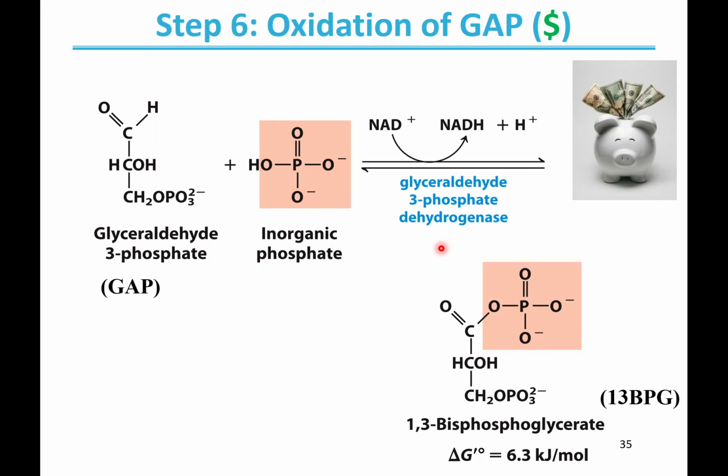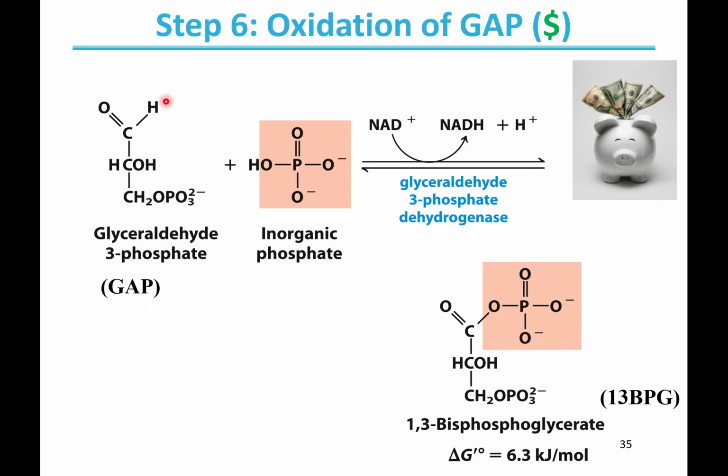Okay, so that was the preparatory phase. Moving on to the payoff phase. Step 6 is the first step of the payoff phase, and it's the first step that actually yields energy. I denote that here with the little dollar sign. Okay, step 6, what's going on? You have glyceraldehyde 3-phosphate. I should mention now the stoichiometry becomes doubled, because 2 glyceraldehyde 3-phosphates are produced for each glucose. That's not going to be shown on these slides, but just remember that in the back of your mind.